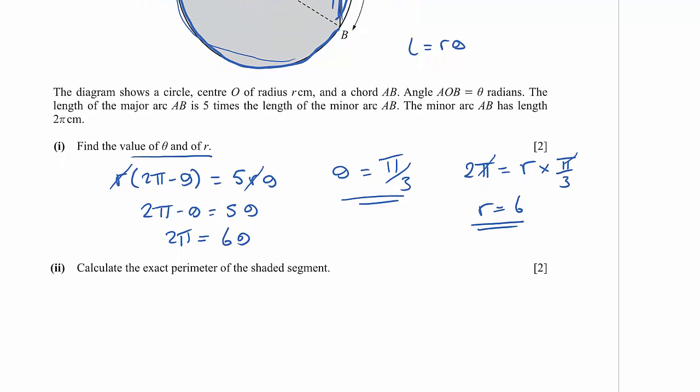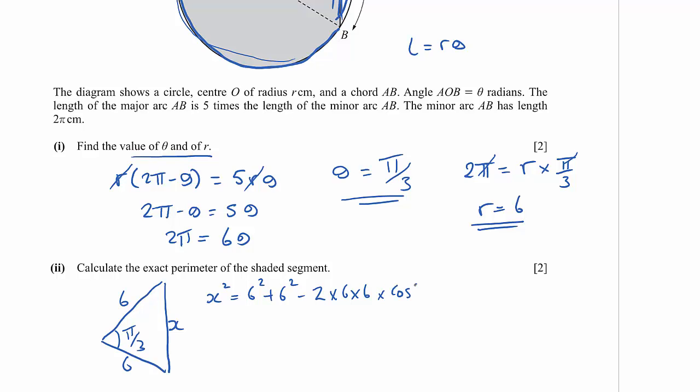And to get at that chord, we could use trigonometry. We know this is pi by 3. We could split it in half and use just ordinary right angle triangle trigonometry, or we could use the cosine rule. Let's call this x. So x squared is going to be 6 squared plus 6 squared minus 2 times 6 times 6 times cos pi by 3. Cos pi by 3 is a half, so it will cancel with that 2. So we've got 6 squared plus 6 squared minus 6 squared, which is 6 squared, which is 36. And therefore x equals 6.